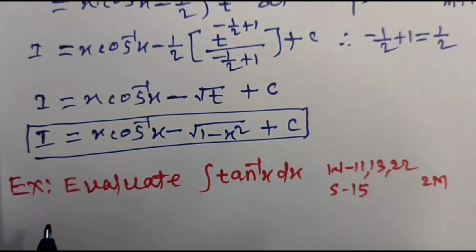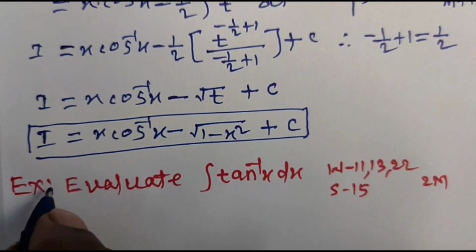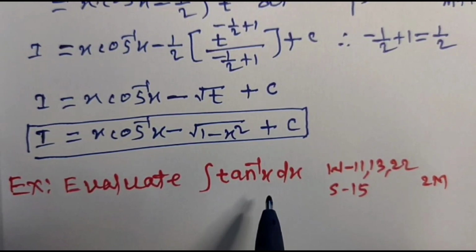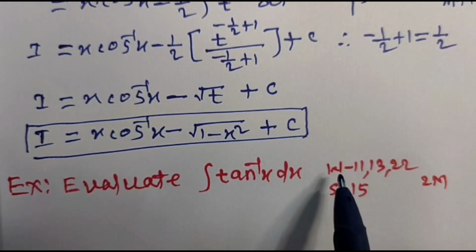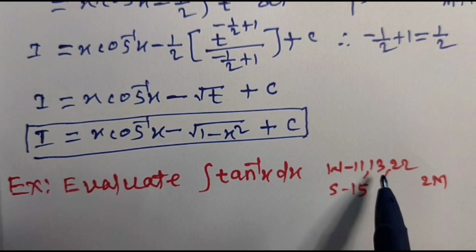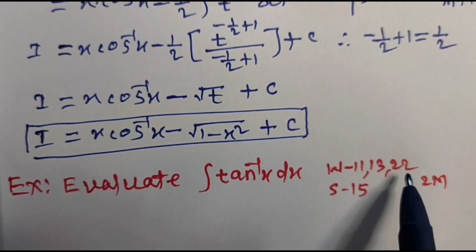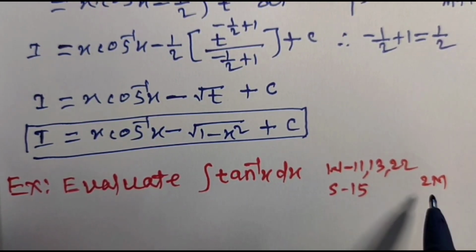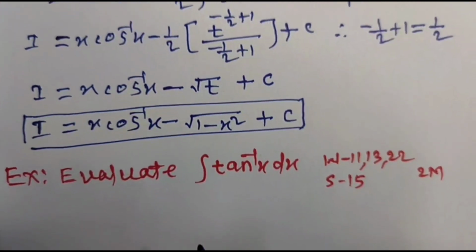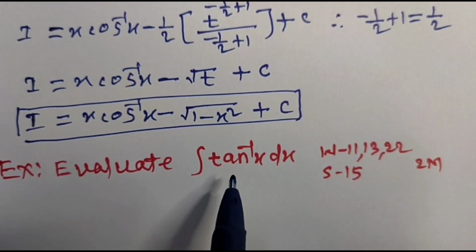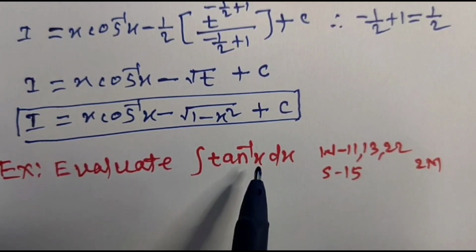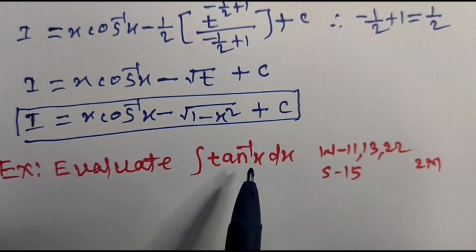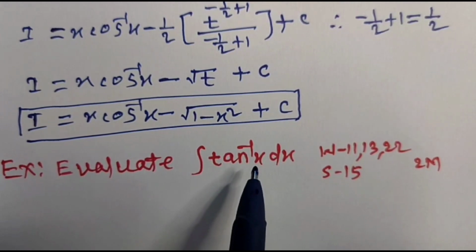Let us solve the next sum, sum number 12. Evaluate integral of tan inverse x with respect to x. This sum appeared in winter 2011, 2013, 2022 and summer 15 for 2 marks. Let us evaluate this integral. This is an inverse trigonometric function which you can consider as the first function, and the second function is an algebraic function, and that will be 1.